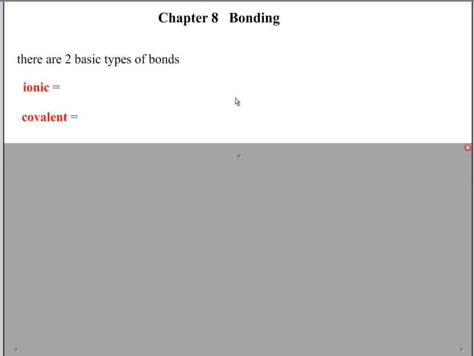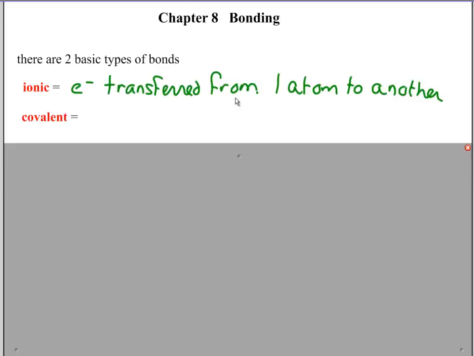Ionic bonds, hopefully you remember from your first year chemistry, are where electrons are transferred from one atom to another, and so we have charged particles that are attracted to each other. In covalent compounds, the electrons are not transferred, but the electrons are shared between the atoms, and the electron pairs between the atoms form the bonds.